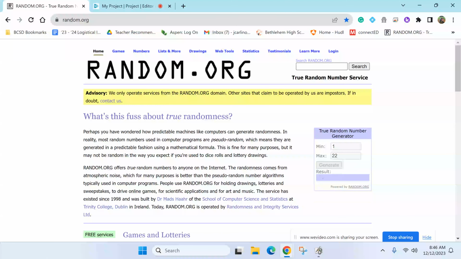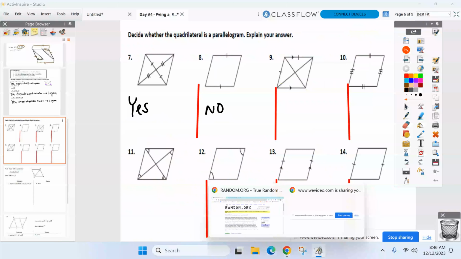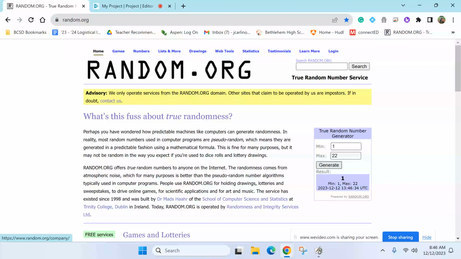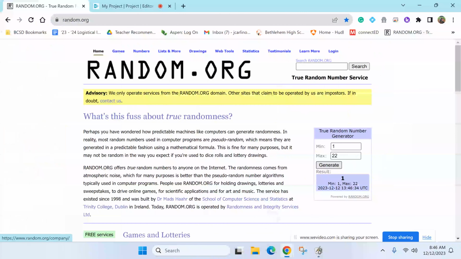8, is that a parallelogram or not? Jared? No. Need more, right? I would either need the same pair parallel or the other pair congruent. 9, good enough for 9? Zoli? No. Markings aren't in the right spot for me. How about 10? Good enough for a parallelogram here.